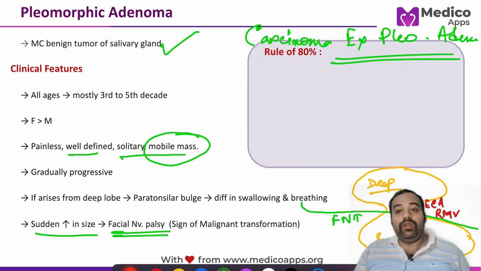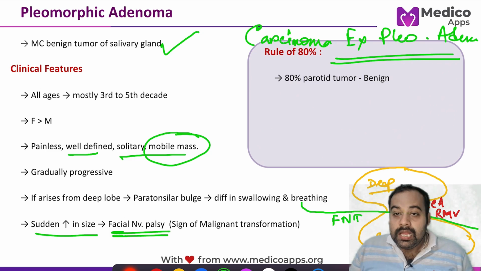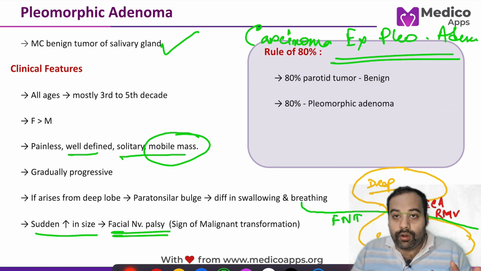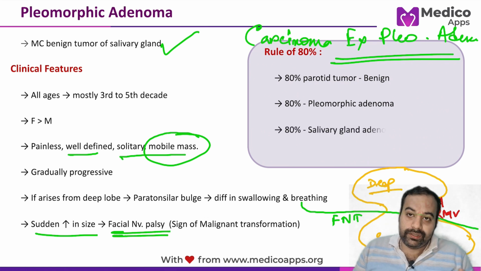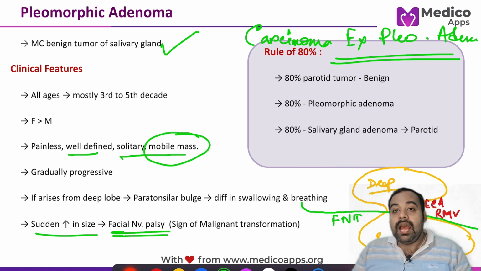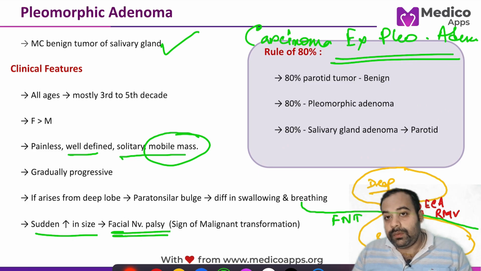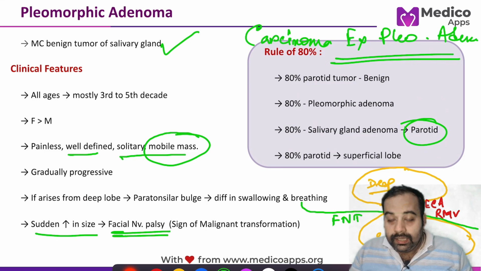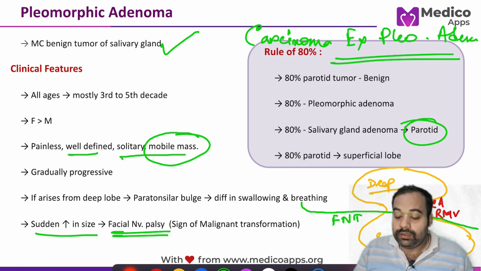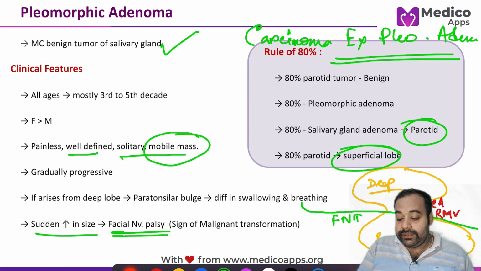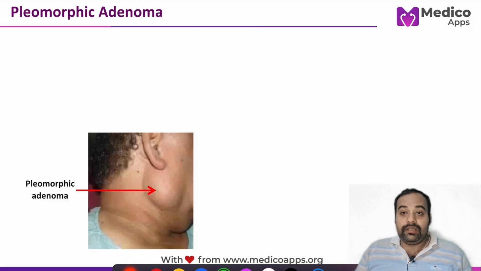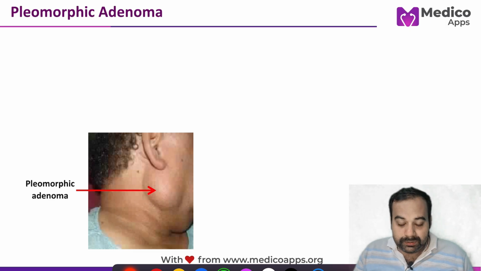Now we have the rule of 80. What does it mean? Your 80% of parotid tumors are basically benign tumors. Among those benign tumors, 80% are pleomorphic adenoma, and 80% of the salivary gland adenomas are basically located in the parotid. And 80% of the parotid tumors eventually arise from the superficial lobe of the parotid gland. So these are the rule of 80. Please do try to remember this.